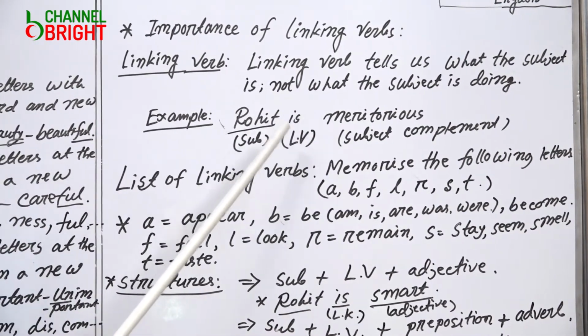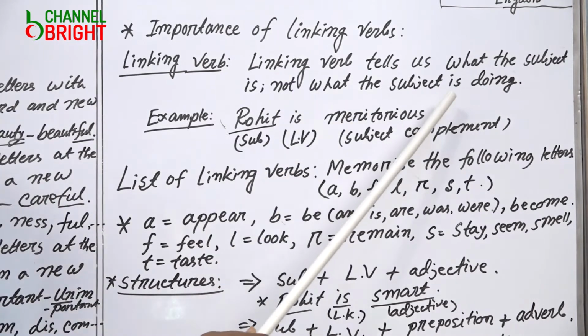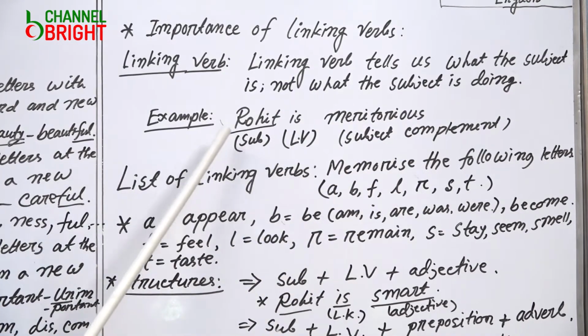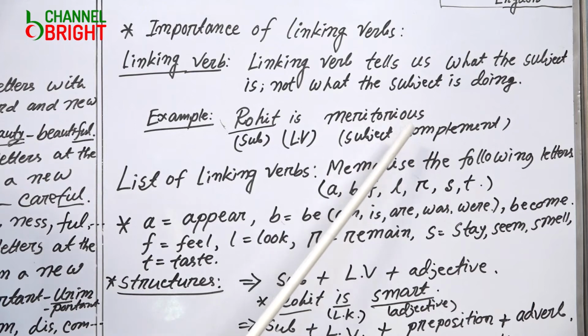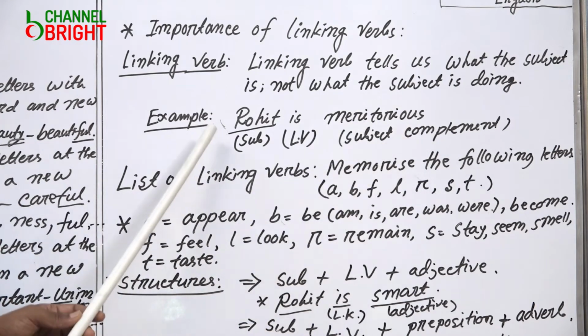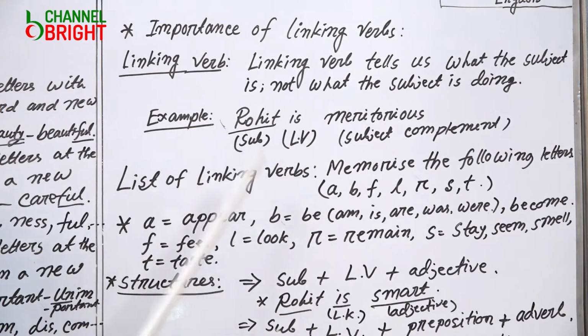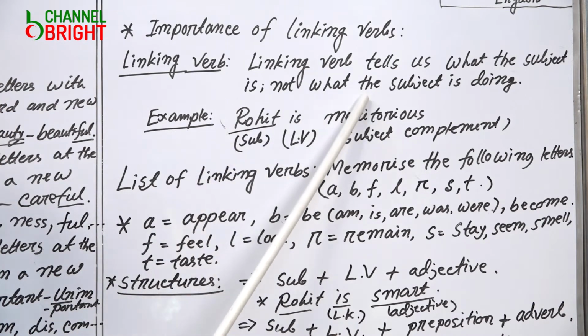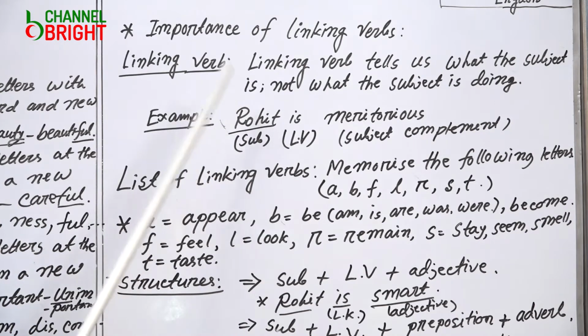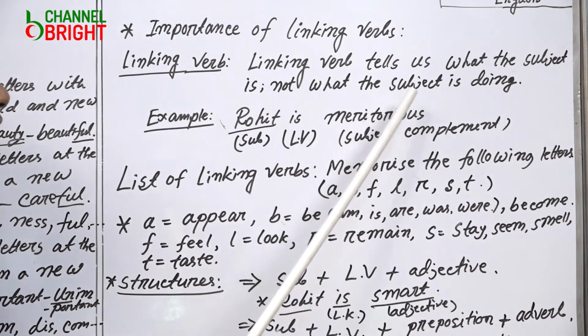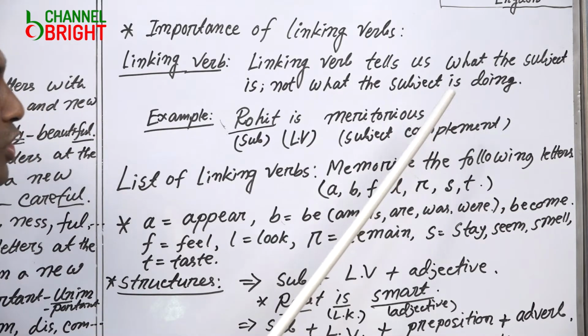Linking verb tells us the state of the subject, but never tells us what the subject is doing. So example, Rohit is meritorious. Here, how is Rohit? His condition is meritorious. So we can say the linking verb tells us what the subject is, but not what the subject is doing.